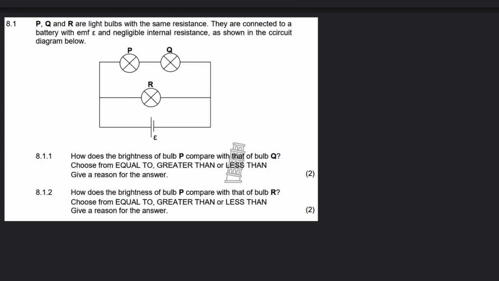So I'll show you a few ways. You can of course choose whichever one you prefer. Remember, when we talk about brightness, we're usually referring to power, right? And power is equal to V squared over R, or you can also do power as I squared R. There are other equations, but these are the ones I'm going to focus on for now.